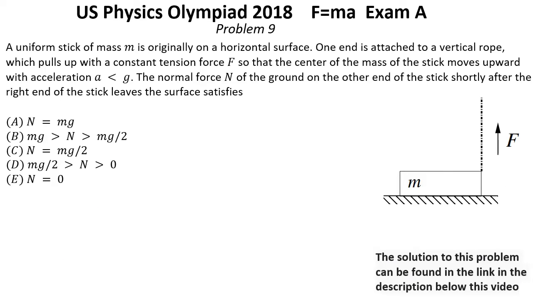Problem number 9. A uniform stick of mass m is originally on a horizontal surface. One end is attached to a vertical rope, which pulls up with a constant tension force F, so that the center of mass of the stick moves upward with acceleration a less than g. The normal force N of the ground on the other end of the stick, shortly after the right end of the stick leaves the surface, satisfies the next conditions.